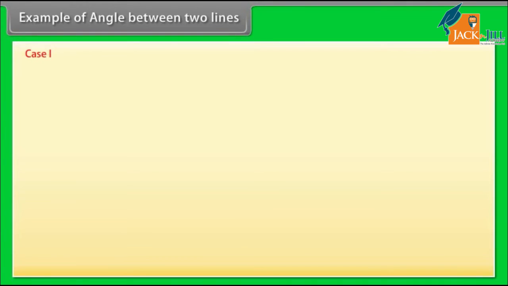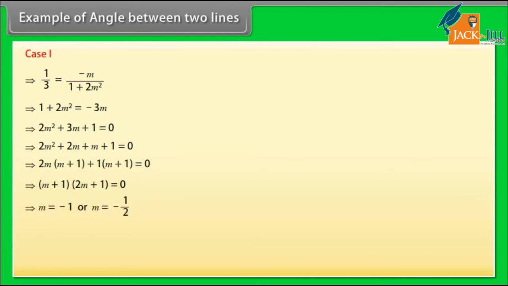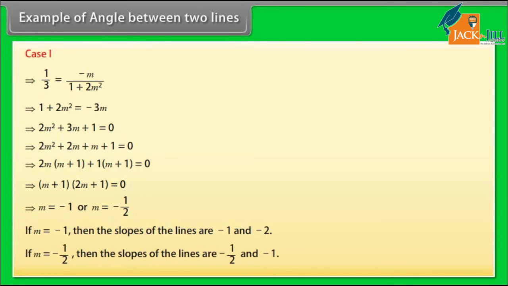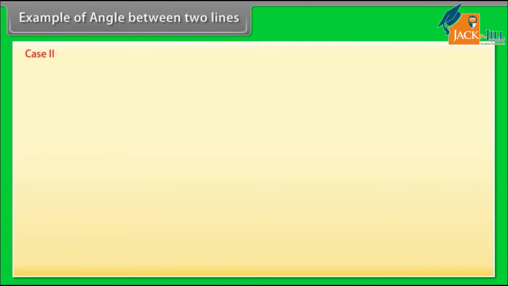On solving, we get modulus of m divided by (1 plus 2m square). Case 1. 1/3 is equal to minus m divided by (1 plus 2m square). On solving, we get m is equal to minus 1 or m is equal to minus 1/2. If m is equal to minus 1, then the slopes of the lines are minus 1 and minus 2. If m is equal to minus 1/2, then the slopes of the lines are minus 1/2 and minus 1.